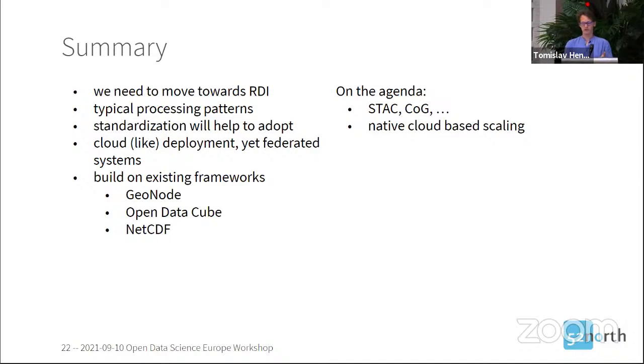The typical processing patterns we'd like to support. We think that standardization will help us make the system easier to adapt to other use cases and easier to standardize. We're looking forward to a cloud-like deployment, but have in mind that it's most likely going to be federated systems, so different data sources in different places. But to the front-end user, it should just behave like a one-place system with a single unified interface, no matter where the data is in the background.